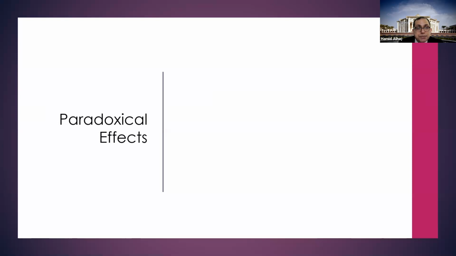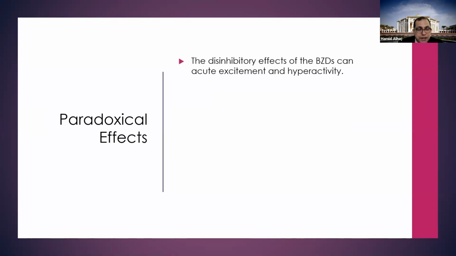But they also cause paradoxical effects. Paradoxical effects are like when you've seen someone who's intoxicated with alcohol, and they can become disinhibited and do things that they wouldn't do in normal situations. Similarly, benzodiazepines can cause this disinhibition.